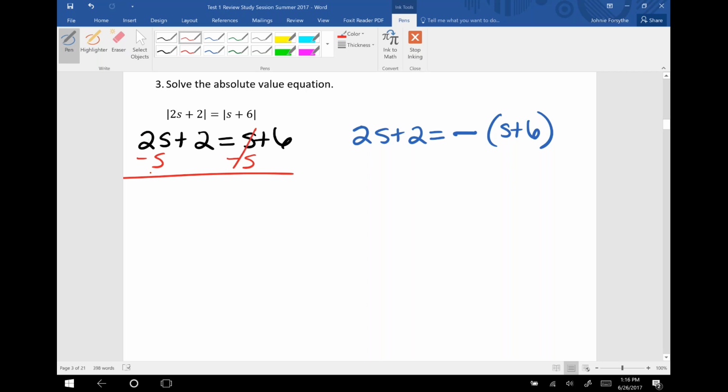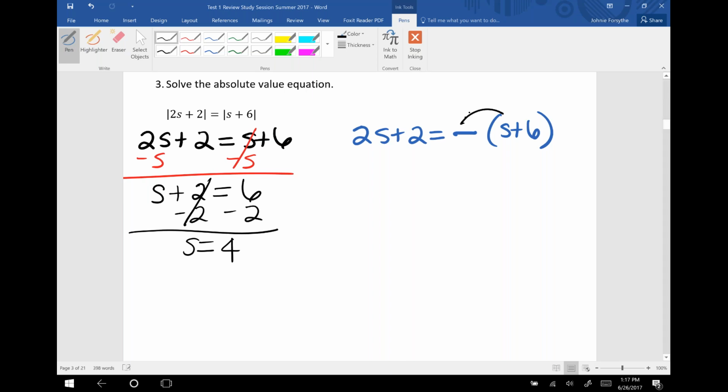So 2s minus s is 1s, or just s. Bring down your plus 2 equals, then bring down your 6. Then subtract 2 from both sides. So we have s equals 6 minus 2, which is 4. That's the first equation. Let's do the other one.